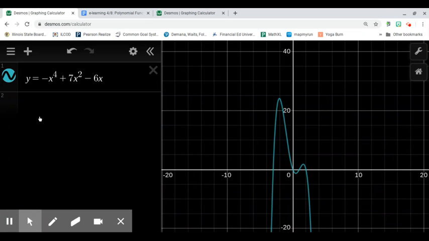So I've graphed y equals negative x to the fourth plus 7x squared minus 6x over here on the right. I see that the function comes from negative infinity, it goes up and it turns, comes back down and turns, and then it turns again, heading back toward negative infinity. So it's doing the same as I move to the left and to the right. It's headed toward negative infinity. Also, I have these three turning points.